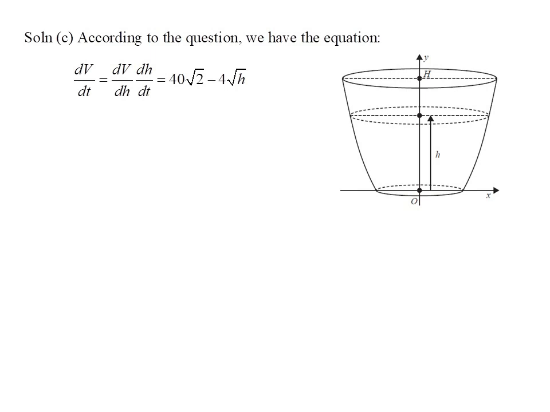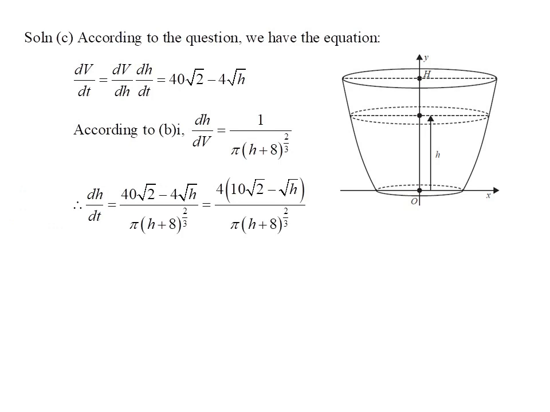According to the above, the differential equation is established to address this problem. The rate of change of water volume, dV/dt, can be written as dV/dh multiplied by dh/dt, which equals the net water pouring into the vessel every minute, which equals 40√2 − 4√h. Since we already know the expression of dh/dV in section 1 of part B, dh/dt equals 4 times (10√2 − √h) over the product of π and (h + 8)^(2/3).